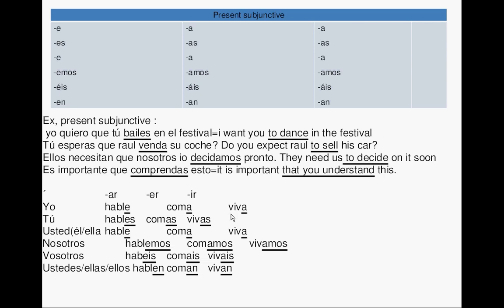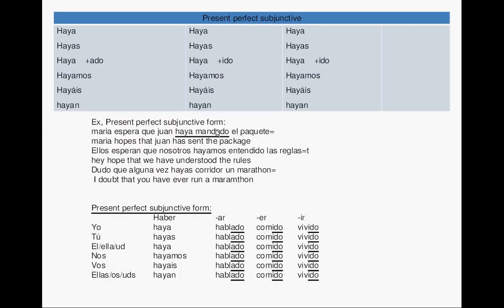Present perfect subjunctive. Because it is perfect, it uses have, and AR changes to ado. Have is going to be haya, hayas, haya, hayamos, hayáis, hayan, and the verb ends in ado. For verbs ending with ER or IR, the ending changes to ido, but the have is the same: haya, hayas, haya, hayamos, hayáis, hayan.